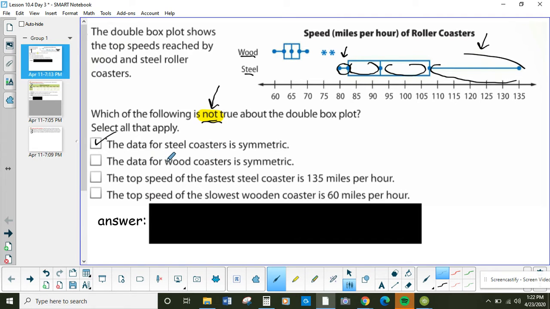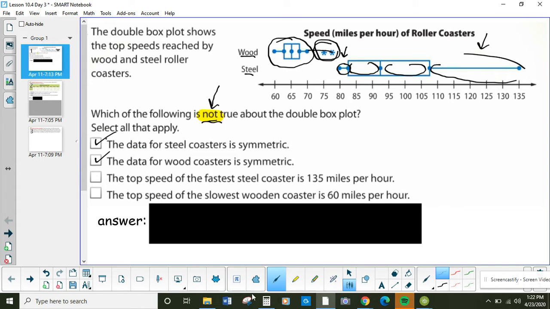Okay. Next, the data for wood coasters is symmetrical. Well, it certainly looks like it, doesn't it? You can't get any more symmetrical than that, except we have two outliers over here. So if I drew a line straight, I could see that doesn't look very symmetrical either. That's kind of a tricky question.